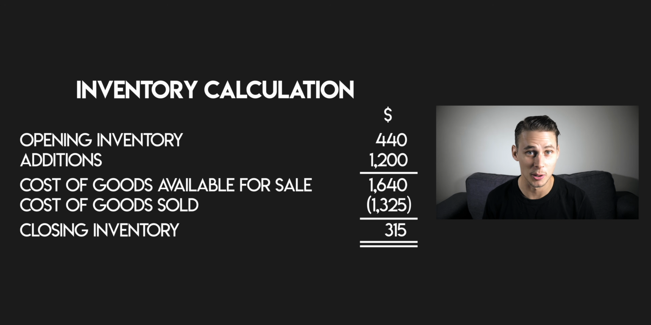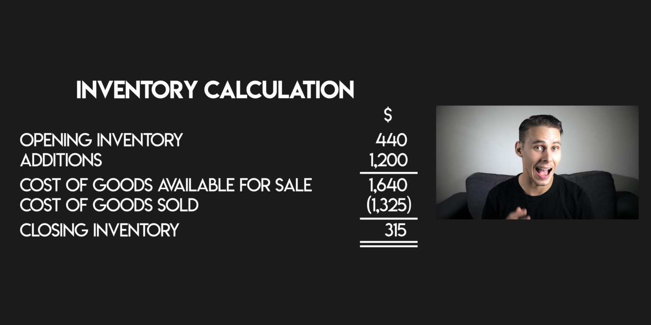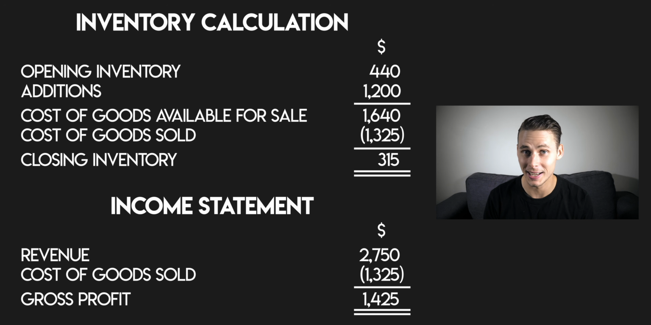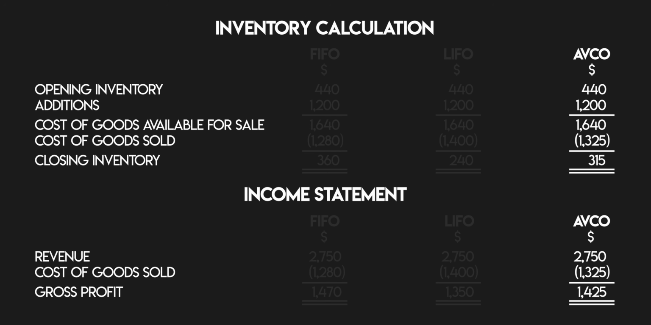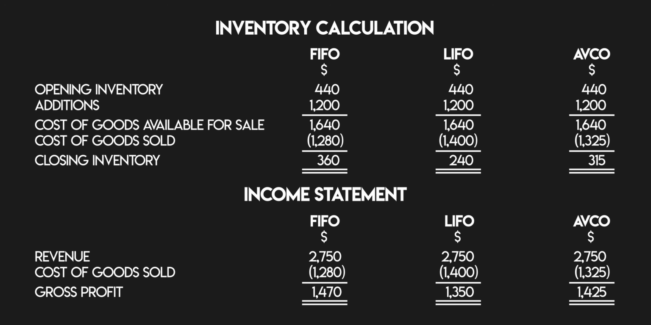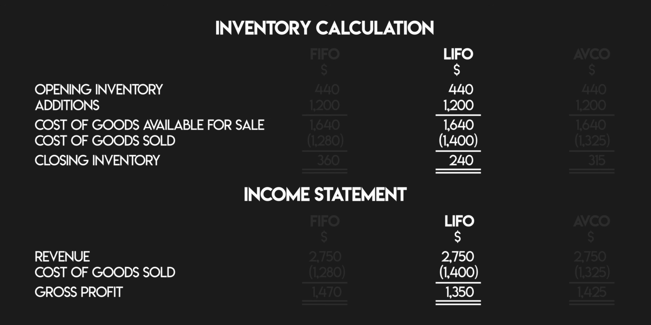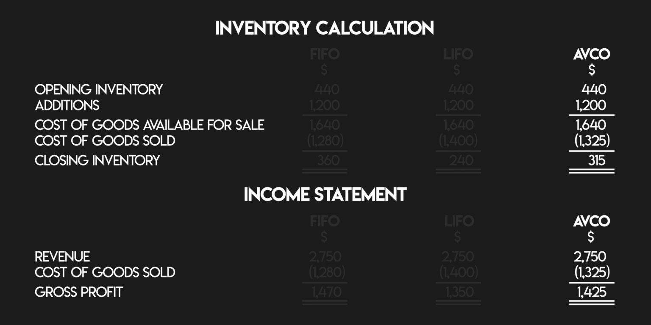Neat, hey? But what are the implications of using the weighted average cost method? AVCO matches your current revenues against your average cost of goods. It's like the middle ground between the first in, first out and last in, first out methods. What do I mean by that? Well, FIFO matches your current revenues against your older cost of goods, whereas LIFO matches your current revenues against your most recent cost of goods. AVCO falls somewhere in the middle. It uses a weighted average.